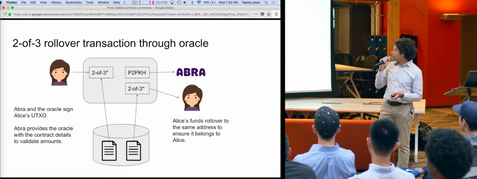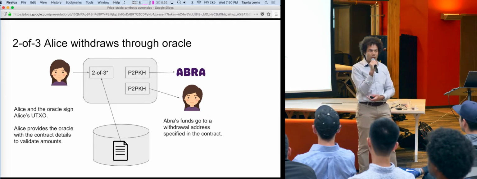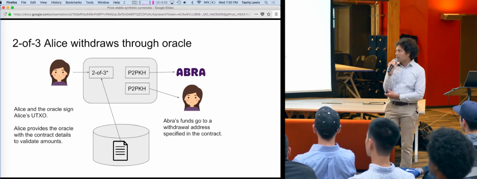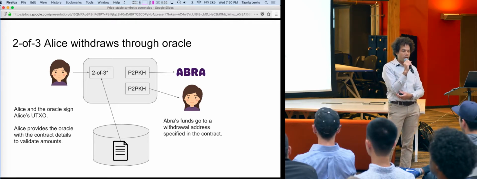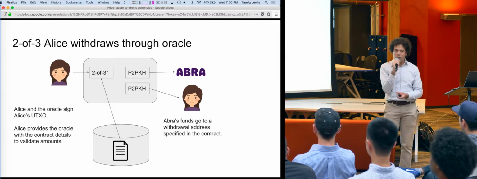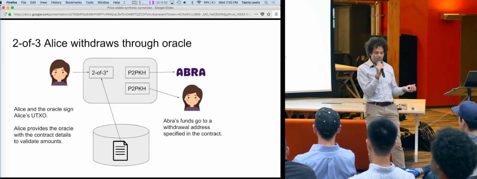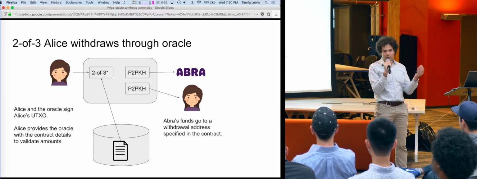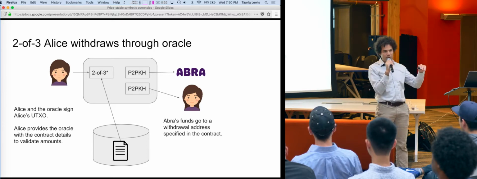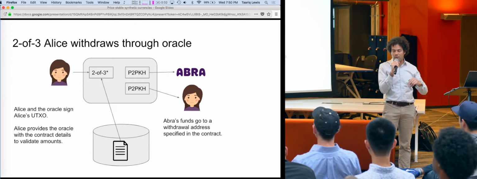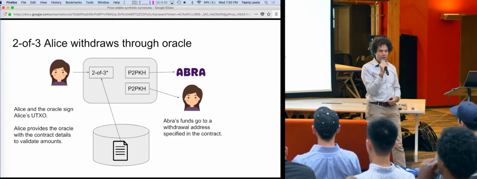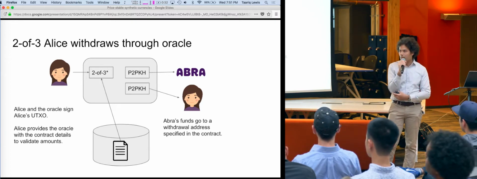And this is the other way, where Alice wants to withdraw funds. In this case, in order to get the address for Abra, that would have to be included in the contract details. We didn't go over exactly what would be in the contract details, but it's simple stuff, and you could add more depending on the rules. It's like the price, the asset. The price would be the open price of the contract, and withdrawal addresses are another important thing.